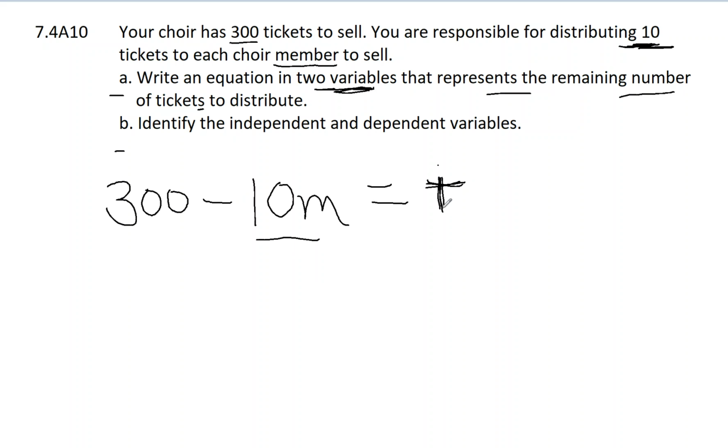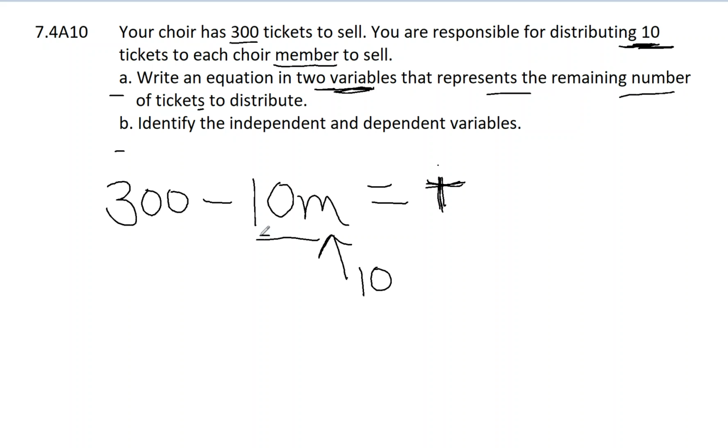Alright, so what they're saying is, let's say, for example, M equals only 10 members. So if M equals 10, we would go 10 times 10 is 100, and then 300 minus 100, T would equal 200. We'd still have 200 more tickets to sell.